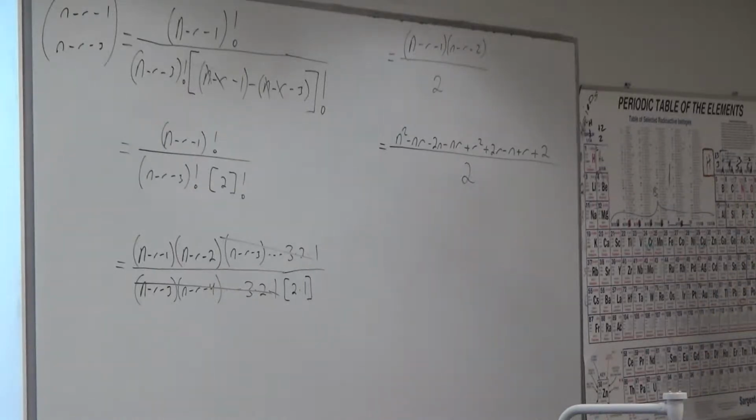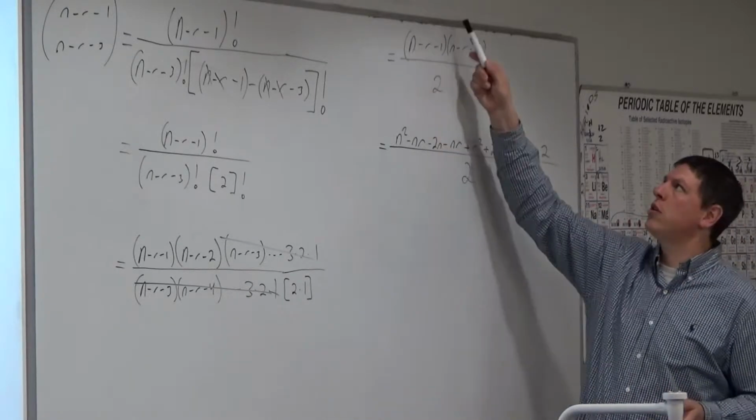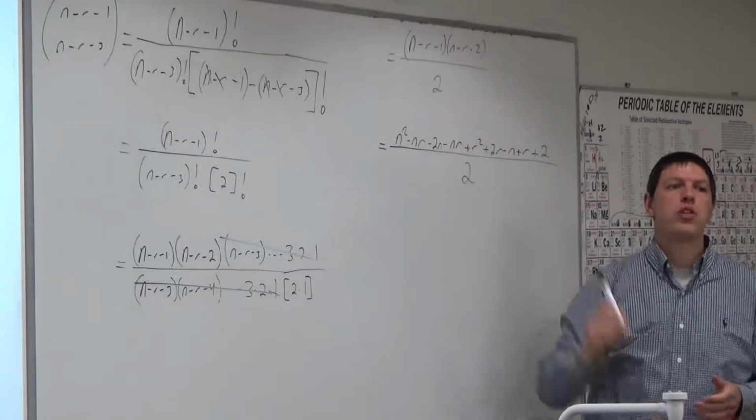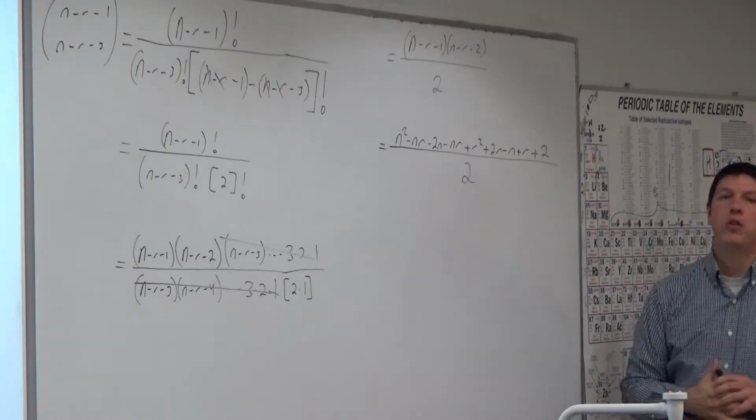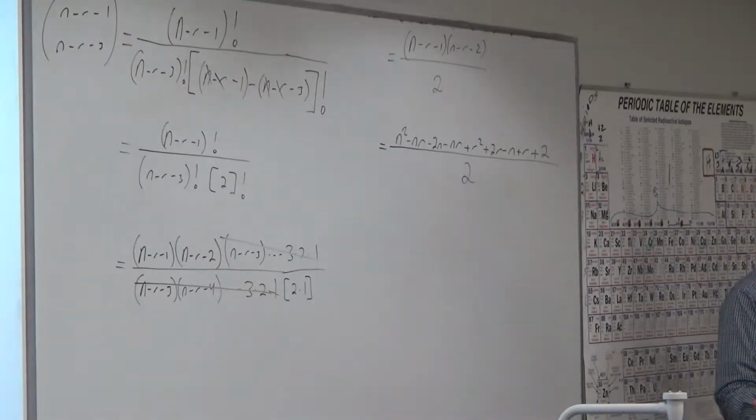Okay? All right, so does everybody see how that FOIL works for that? All we did was we just took the first term, distributed to all three, the second term distributed to all three, third term distributed to all three. So just like a FOIL problem, just a little bit bigger than what you guys are used to.